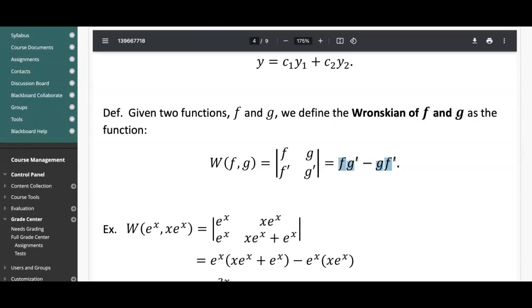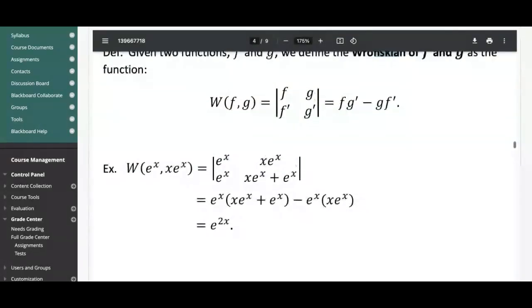What is its purpose? David, what do you mean? Oh, the purpose of the Wronskian is to check the independency. It's to check the independency. You will see from the following examples. Okay, to check the independency.